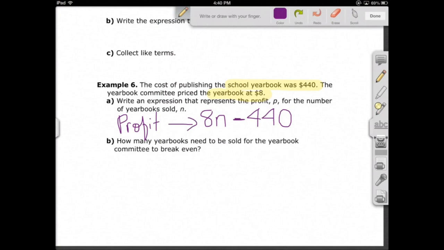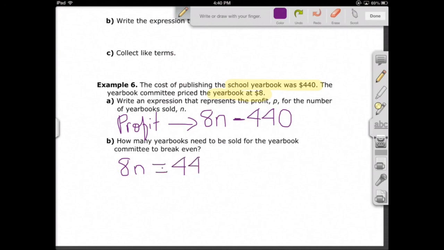Now, the question below says, how many books are needed for them to break even? Well, 8 times what would give me 440? That's kind of an interesting way of presenting it. And that's literally what some of the students do. They're like, you've got to just make $440. So if we just took it $8 per book, how many books would we have to sell to equal $440?